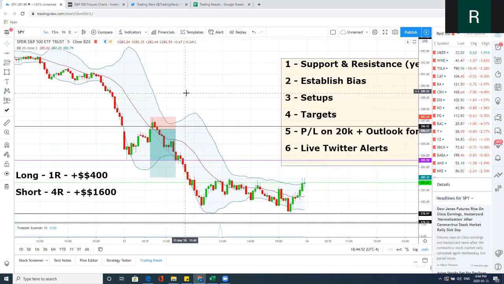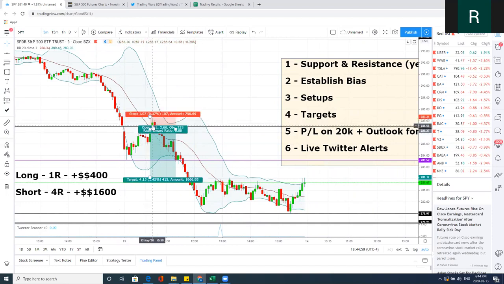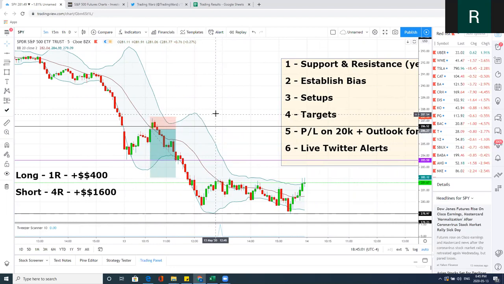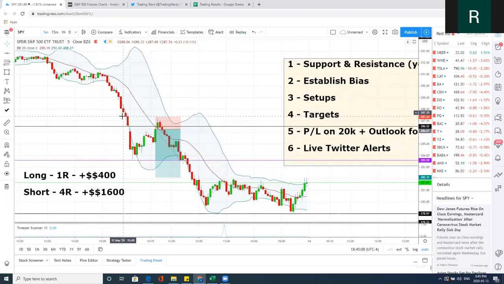And I'm going to be completely honest with you guys. Today, I took this entry, got stopped out. Unfortunately, was not able to capitalize on the high of the day. And that's something I'm going to talk about a little bit later. But if you had actually just looked at the regular trading hours chart, we established the bias of going short.